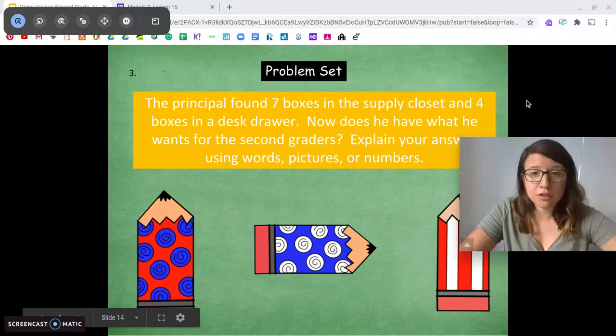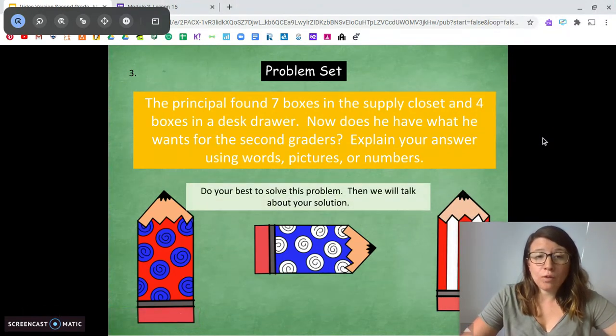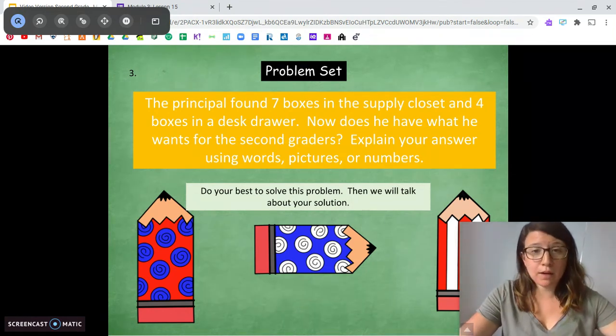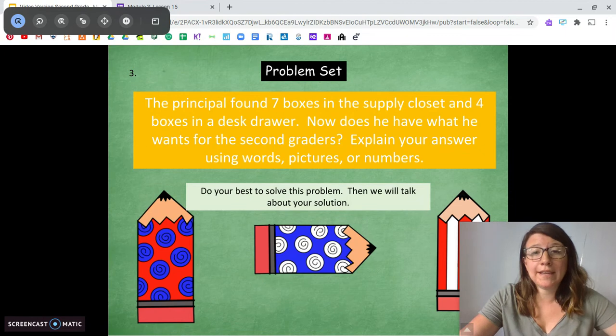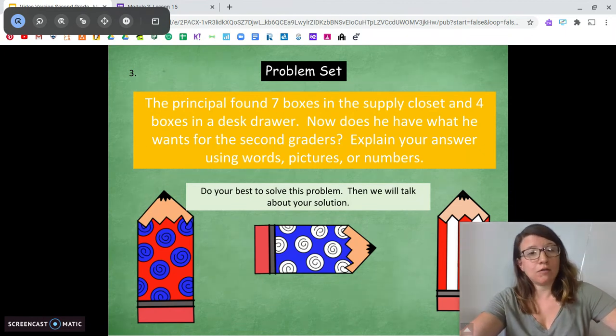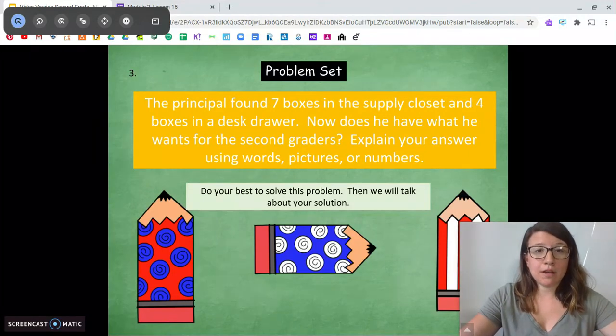I'll move my picture so you can see the problem better and solve the way you think. You can use pictures, number lines, place value discs, whatever makes most sense to you. Does he have what he needs after he found the 7 boxes in the supply closet and the 4 boxes in the desk drawer? Come back when you're ready and we'll go over it.